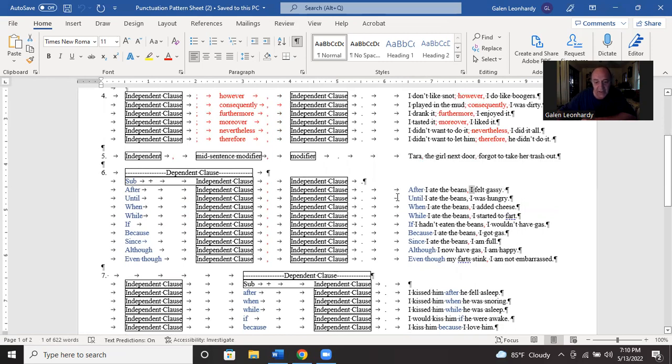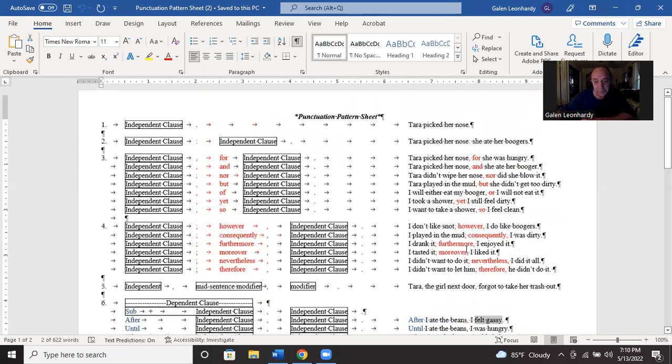Well, the answer is I did. And we can see over here that independent clause that follows the comma, right, is right there. What did I do? And the answer is felt gassy. So we see a subject noun phrase and we see a verb phrase. All of these independent clauses will have those structures.